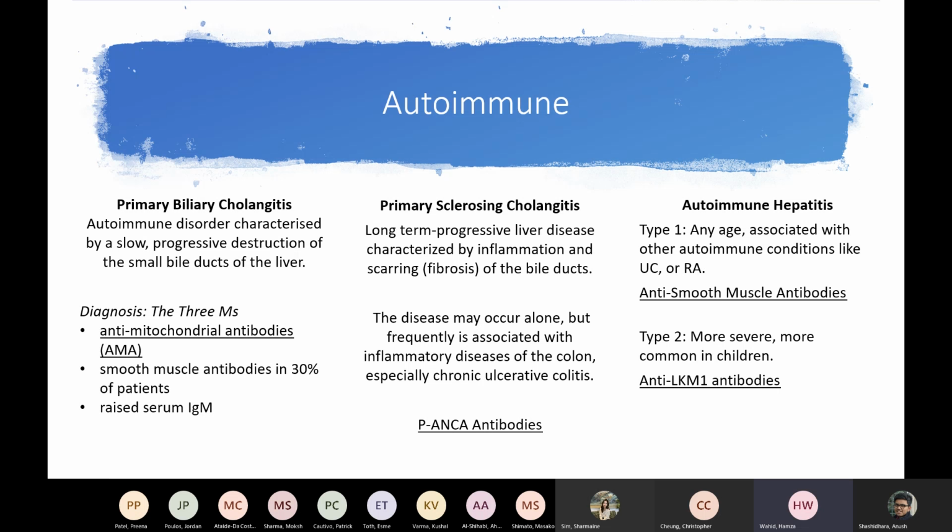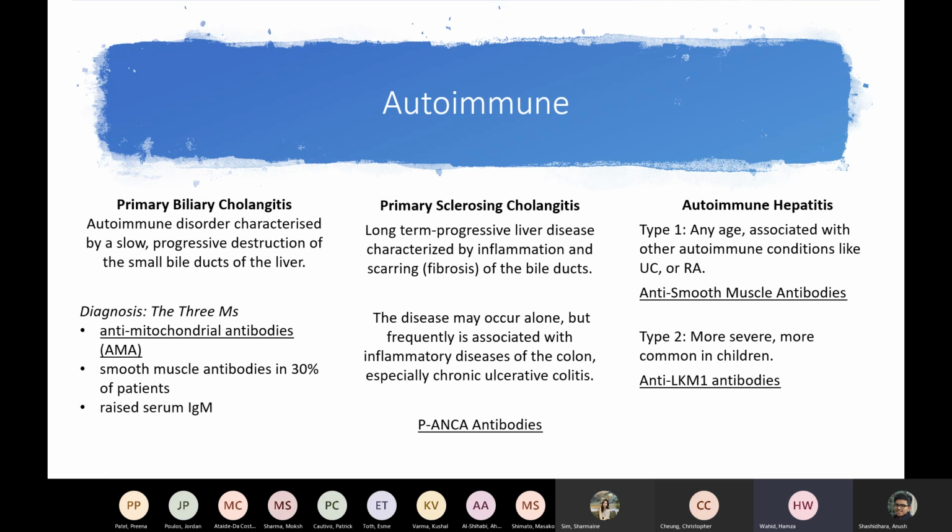So autoimmune conditions of the liver other than autoimmune hepatitis. Exactly, PBC and PSC. So primary biliary cholangitis, formerly primary biliary cirrhosis, is an autoimmune disorder where you have destruction of the small bile ducts of the liver. And the big thing that you need to remember about PBC is sort of the 3 M's thing you'll see.